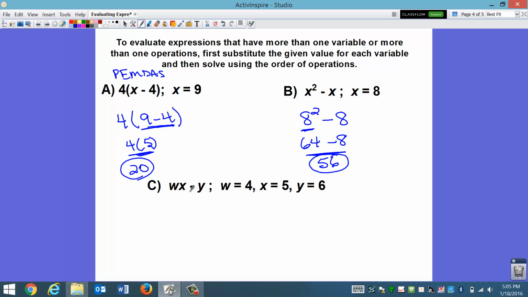You rewrite the expression wx, which means w times x minus y. You rewrite it substituting the values. So instead of a w, I'm going to put a 4, and I'm going to multiply that times x, which is a 5. And then I'm going to subtract y. Y is 6. So multiplication comes first. 4 times 5 is 20. Subtract 6 from that, and your answer is 14. It's pretty simple. The main thing you need to remember is always rewrite your expression and substitute in the value for the variable.